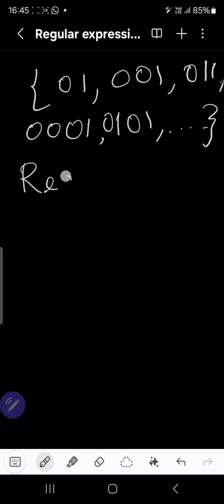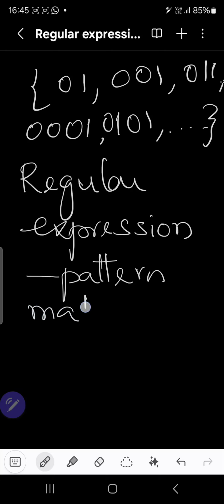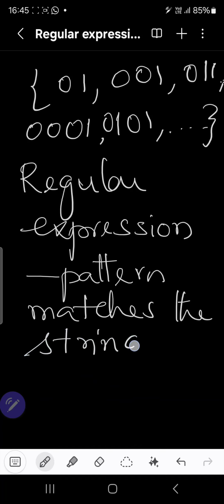Now let's see about regular expression. A regular expression is a pattern that matches the strings. A regular expression represents a regular language. These are some of the valid regular expressions. A is a valid regular expression. AB is a valid regular expression. AB is the character A followed by a character B.